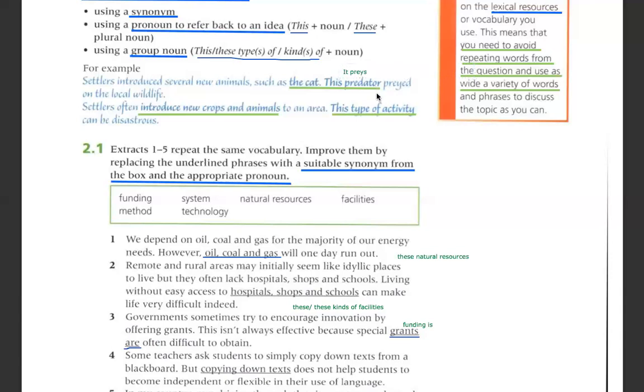Okay, so it prays. Either we can use pronouns like it, or we can use this or these and then choose a synonym for the noun as well. Please remember this. If it's something that you don't do, then you need to work on how we can avoid saying the same thing again and again. We can do that by using pronouns and synonyms.